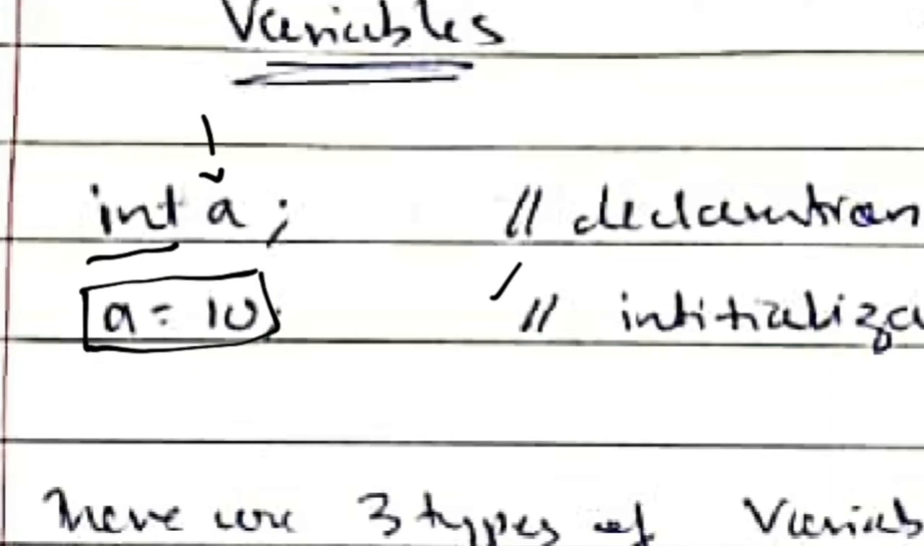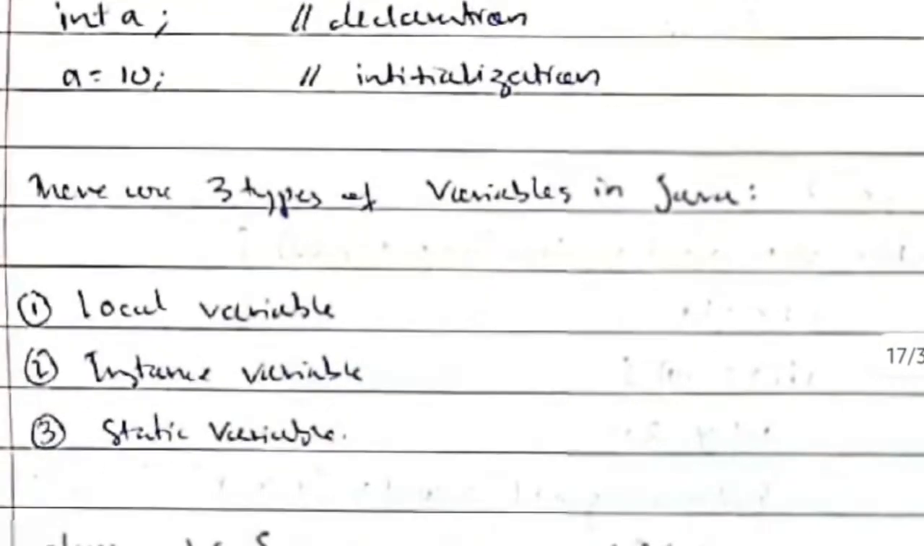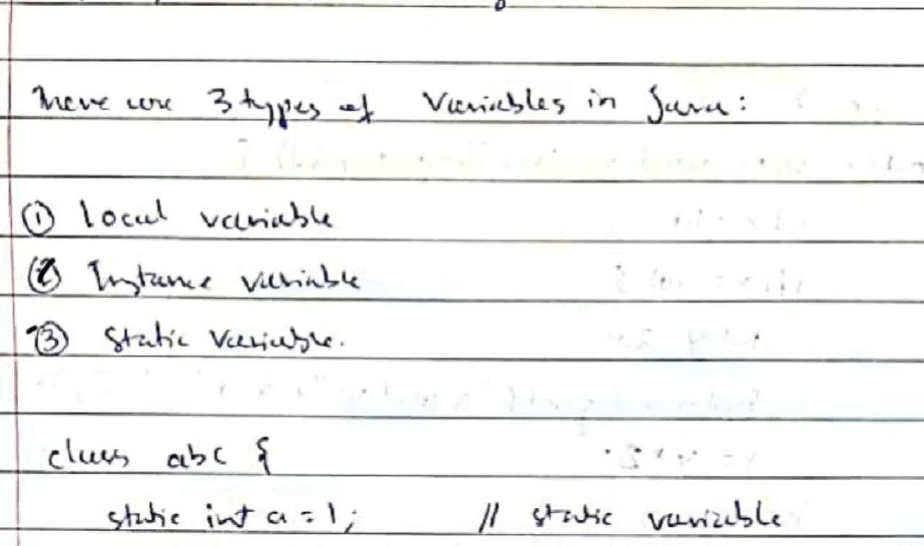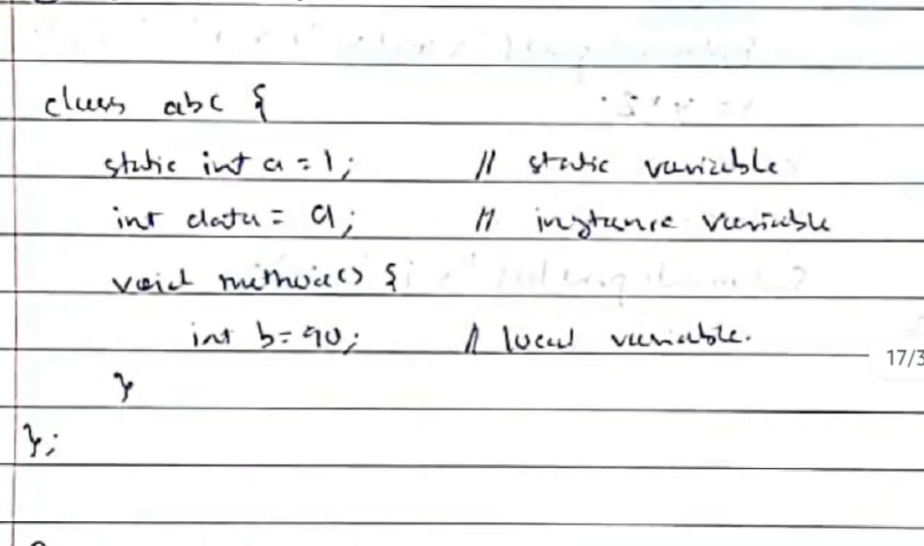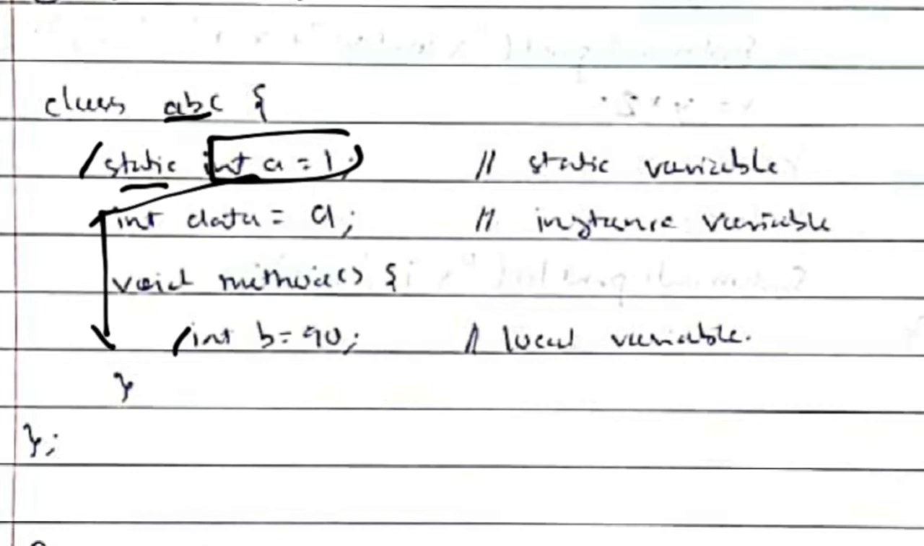So I stored 10 here, and there are three types of variables. The first one is local, the second is instance, and the third one is static. Let's understand each of these by using an example. See here, here is a class ABC, and I have a static variable, an instance variable and a local variable. What's a static variable? A variable having the word static before it is known as a static variable. Its value is reflected across all the changes made in the program, but in an instance variable that value is not reflected. Okay, so that's the difference between static and instance variables.